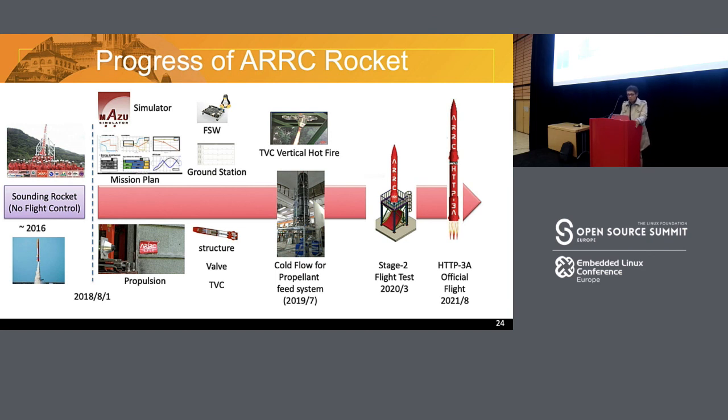Okay. Now, this is the progress of our ARRC rocket. Before 2016, we launched several sounding rockets, but they did not have flight control. And the current project is to build the HTTP-3A rocket. So currently, we almost integrate the hardware and the software, and verify that by the cold flow test. And we plan to launch the second stage in March 2020. And the full flight test will be arranged in August 2021.